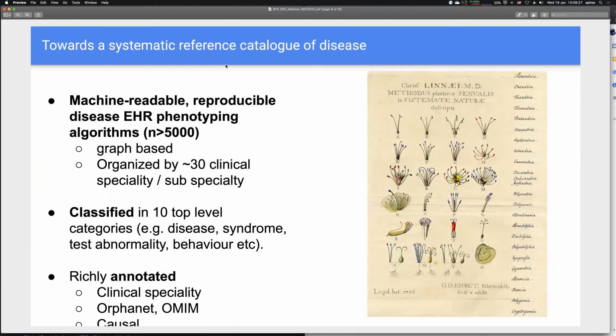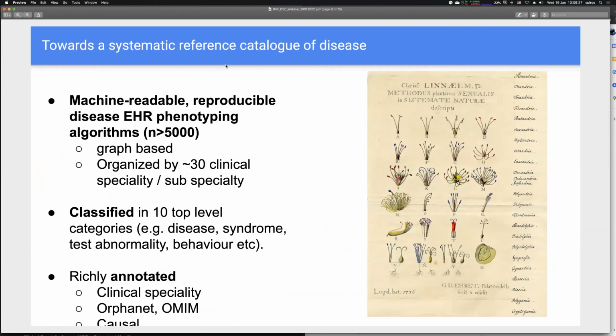Again, trying to address the challenge of heterogeneity in ICD-10, we've classified ICD codes into 10 top-level mutually exclusive categories. Most of them are disease, but we've tagged things that are not quite a disease, such as syndromes, test abnormalities or things related to risk factors. So you can easily sift through and exclude phenotypes based on both the clinical specialty and also based on what the ICD-10 code actually defines.